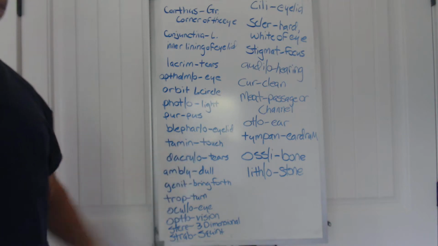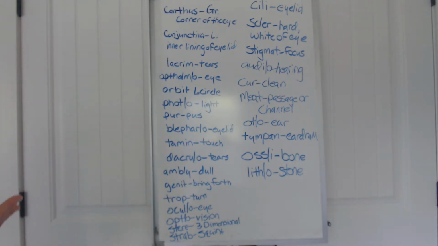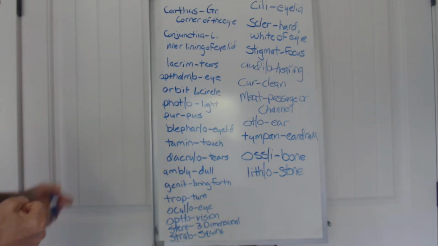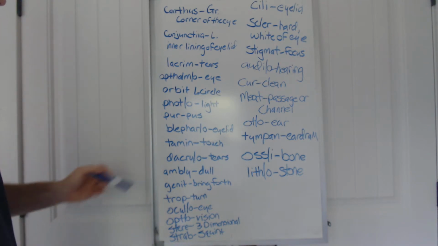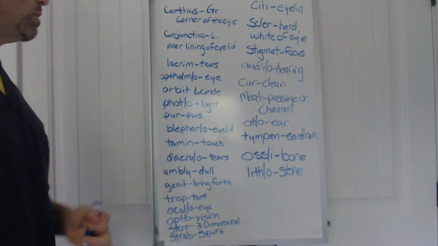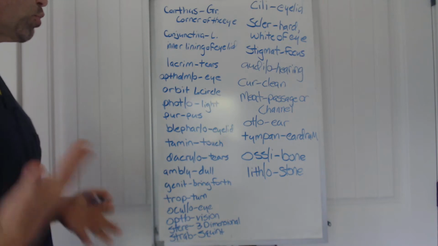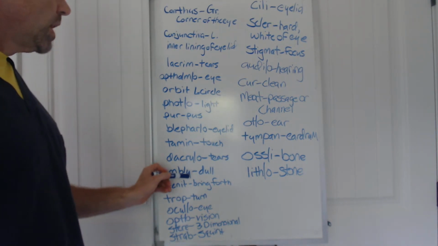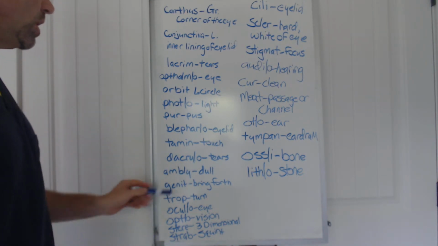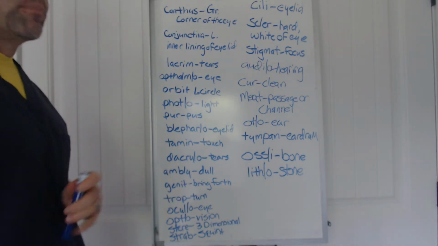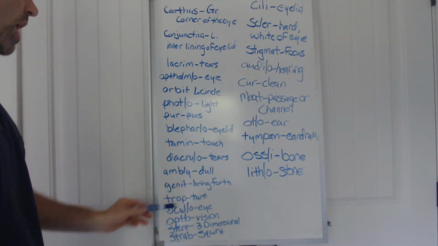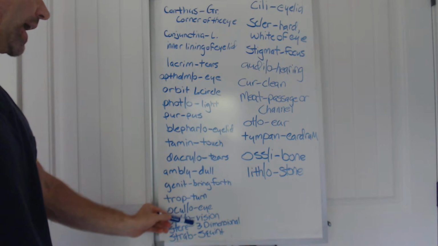Tamon means to touch, like to contaminate something. Tamon, to contaminate. Okay, so to touch something that maybe is already clean or sterile, contaminate. Dacro, tears. Okay, dacryl, pertaining to tears. Ambly, like amblyopia, okay, would mean dull. Genet, okay, to bring forth. Trope, to turn. Oculo means eye.